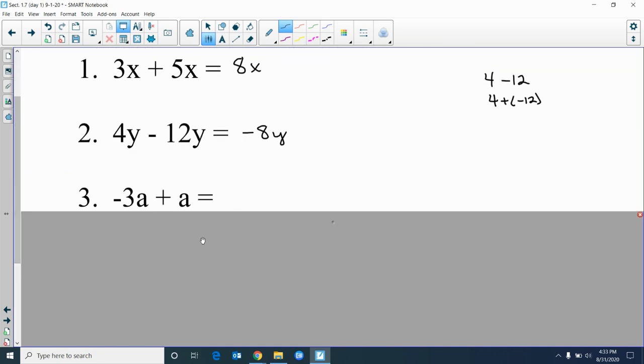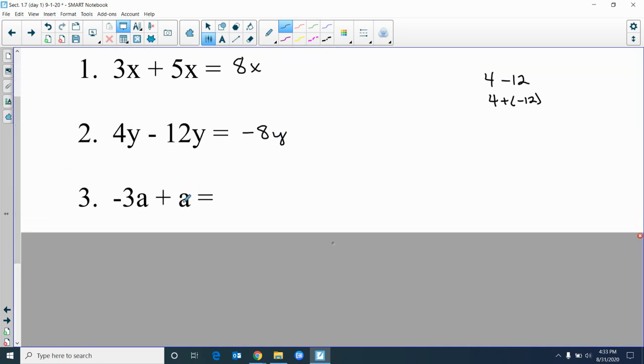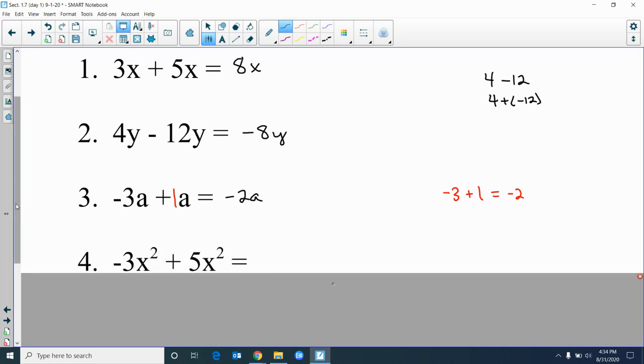Negative 3a plus a. If you have an a, there's no number written there, but there's really an unwritten number there. Anytime it's just a letter by itself, there's really a 1 in front of it. So you want to think of that as negative 3 plus 1. Well, negative 3 plus 1, different signs, subtract, take the sign of the larger number. So that one is going to be negative 2a. Anytime you have a variable by itself, remember there's a constant in front of it.